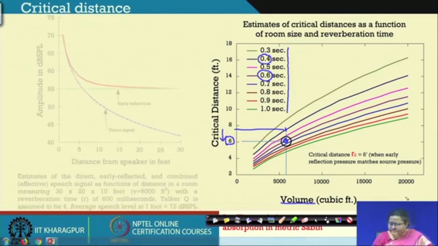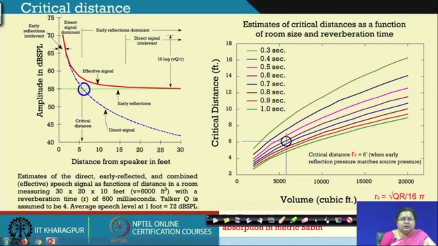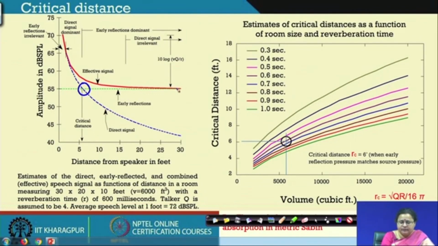So, if you see this curve here, the critical distance is the point where it matches the early reflective sound, and the effective signal, that is the summation of these two, is the red line, and after a certain distance, moving towards 30, it is only the early reflection which is reaching.